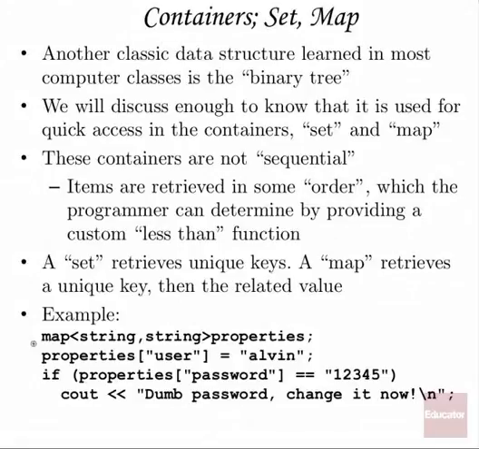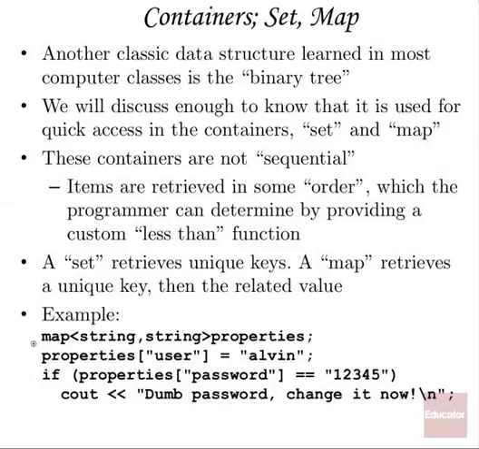Now, we have additional containers. We have the set and the map, and I talk about them together because they're very similar. It's another classic data structure learned in most computer classes called the binary tree, which allows you to do a very rapid search for something. If you have an array full of numbers or full of keys, full of data, and you're looking for specific data, you have to start at the beginning and keep looking until you get to the end. That can be very time consuming.